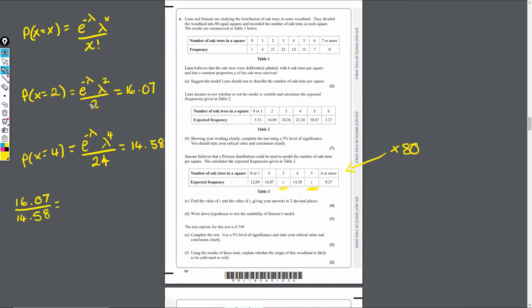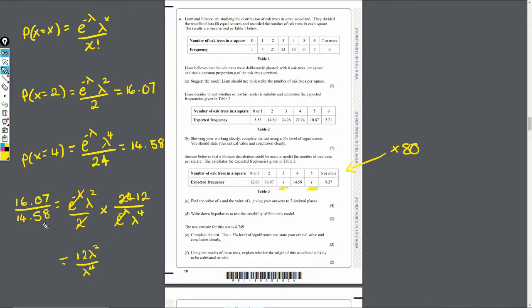So now 16.07 is this, so it's e to the minus lambda lambda squared all over 2. If you're dividing, I'm going to times it by 1 over this, so it's going to be 24 over e to the minus lambda lambda to the 4. Okay, that's my working there. Now we just need to evaluate this. 24 over 2 will cancel to give me 12 there. My e to the minus lambda will cancel with that one there. So all I'm going to get is 12 lambda squared over lambda to the 4.